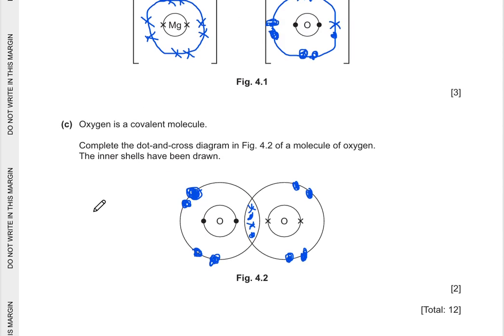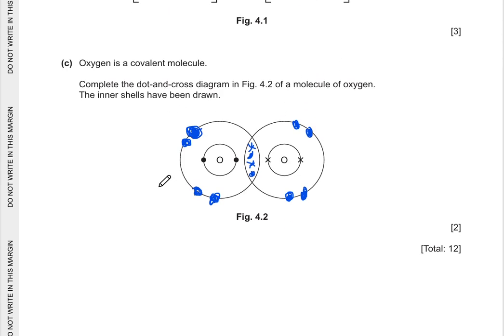Complete the dot and cross diagram in figure 4.2 of a molecule of oxygen. So when we see oxygen is a covalent molecule, remember that one of the double bond molecules is oxygen, O2, and we know that the triple bonder is nitrogen, so N2.